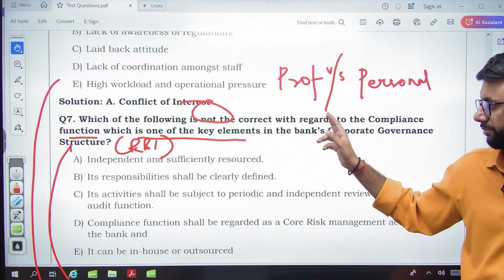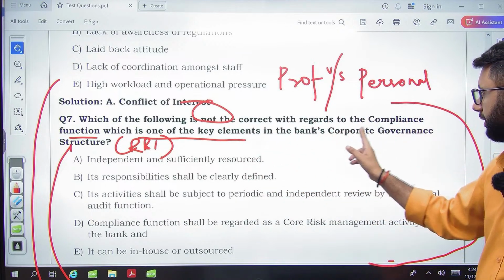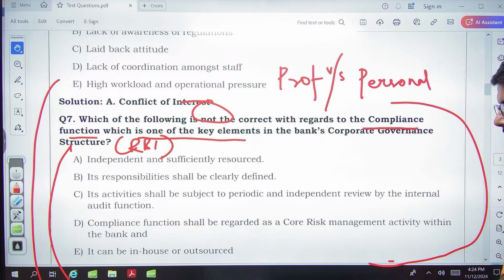Let's try to do this question. Which of the following is not correct with regards to compliance function? Which among the following is not one of the key elements in the corporate governance structure?